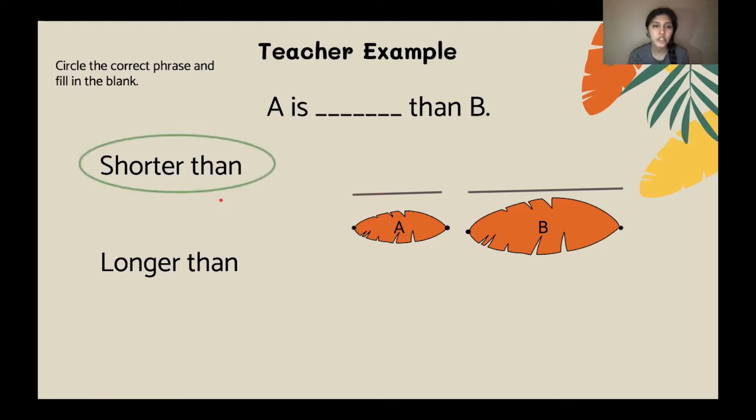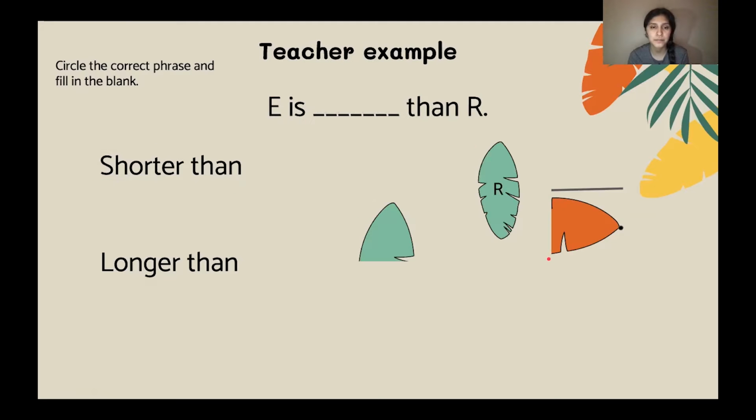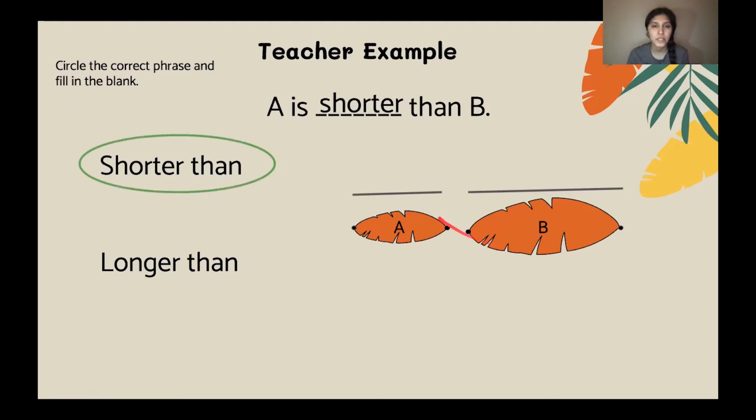So I would have to circle it. A is shorter than, and then shorter, fill it in, B. See? You see how that is? A is shorter than B because A has a smaller line right here and B has a longer line.